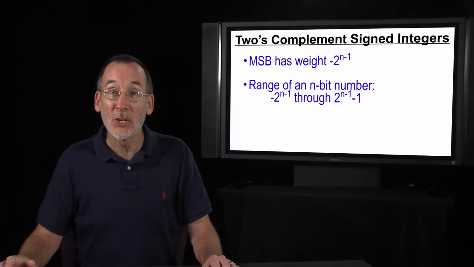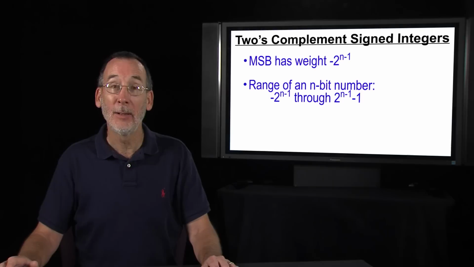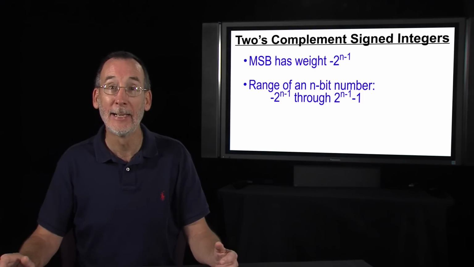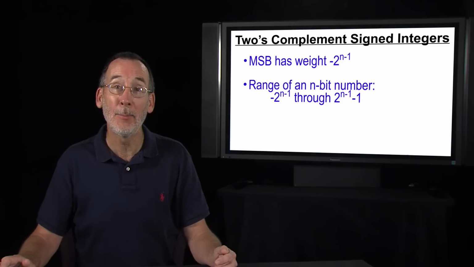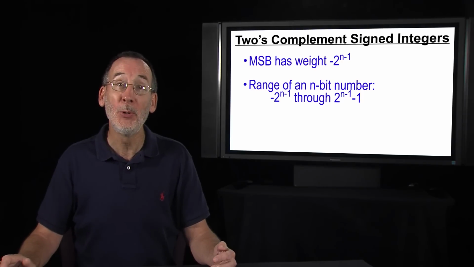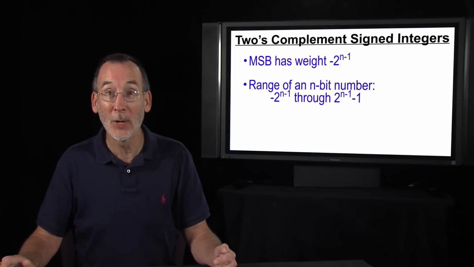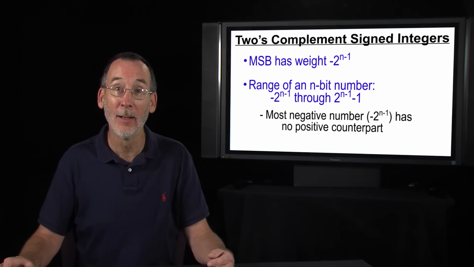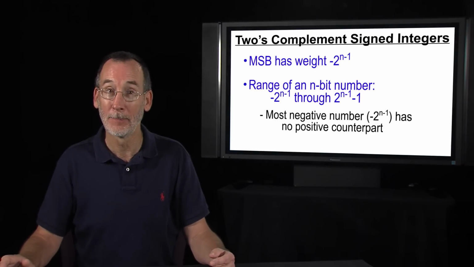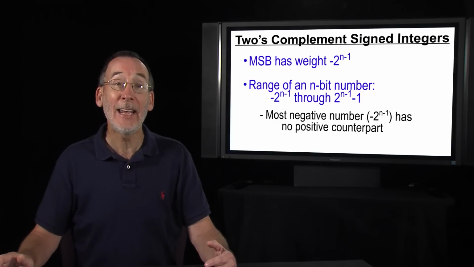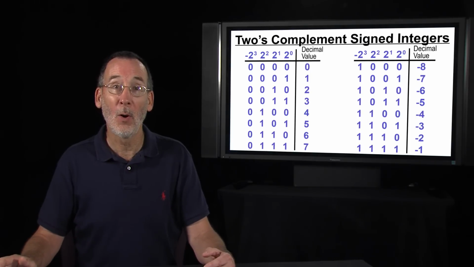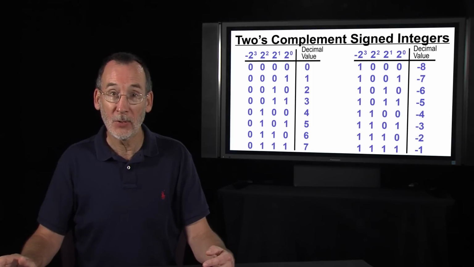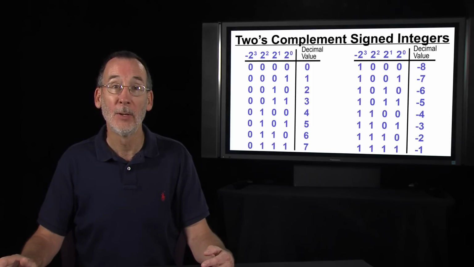Now, the range of an n-bit number, meaning the total possible range of values that we can represent, goes from -2^(n-1) through to 2^(n-1) - 1. So that means we actually have one more negative number in 2's complement than positive numbers. Here's a table now of all the 2's complement numbers of 4 bits and their decimal equivalent.